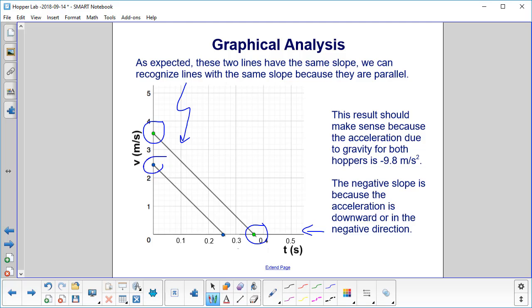You do the same thing for the small hopper. And these two lines have the same slope. It's easy to see because lines with the same slope are parallel. The results should make sense because they're both subject to the acceleration due to gravity, which is negative 9.8 meters per second squared. The negative slope, that's what gives us the negative sign, and the acceleration is downward or in the negative direction.